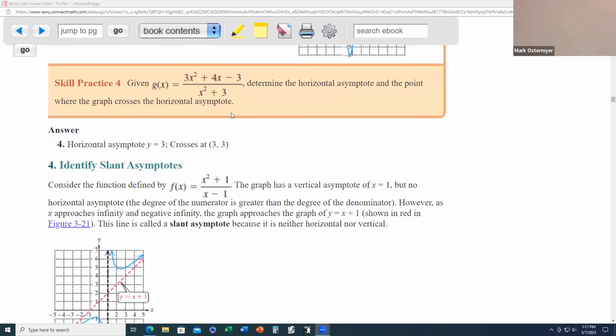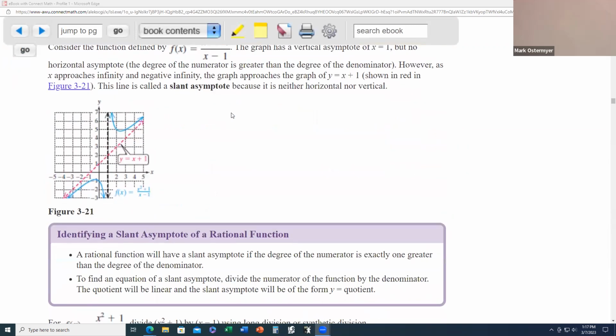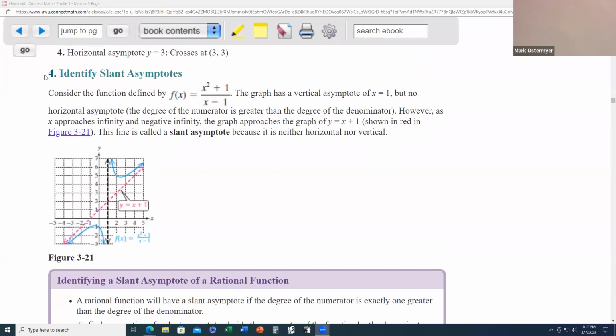All right, ladies and gentlemen, there is another type of asymptote that a rational function could possess from time to time. It's called a slant asymptote. And how do we know if a rational function's graph possesses a slant asymptote? Well, this is how we know.